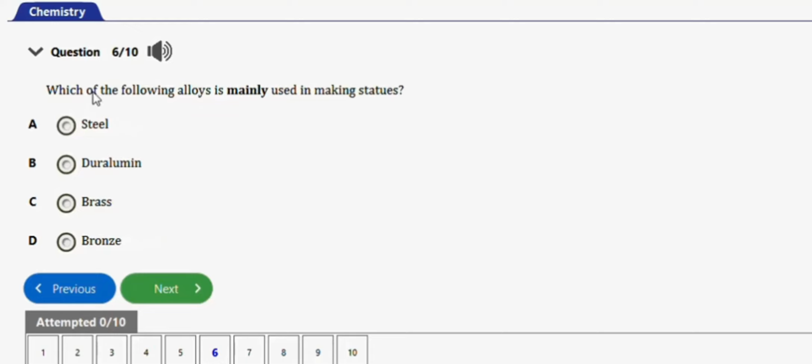It says which of the following alloys is mainly used in making statues? So the right answer would be bronze, guys, option D. Very important. The next subject question will be this one.